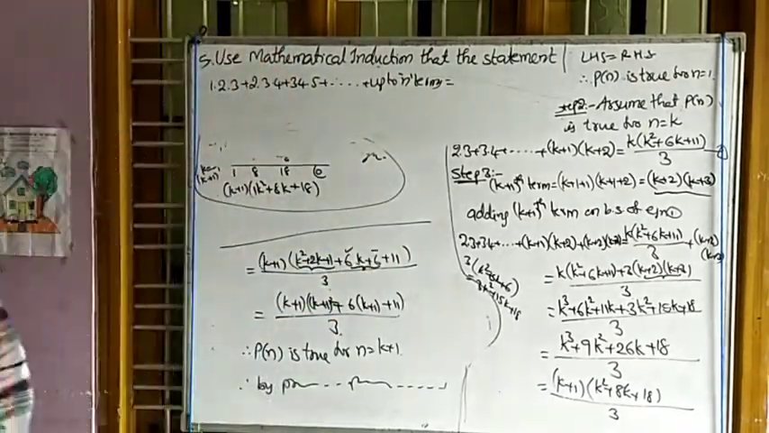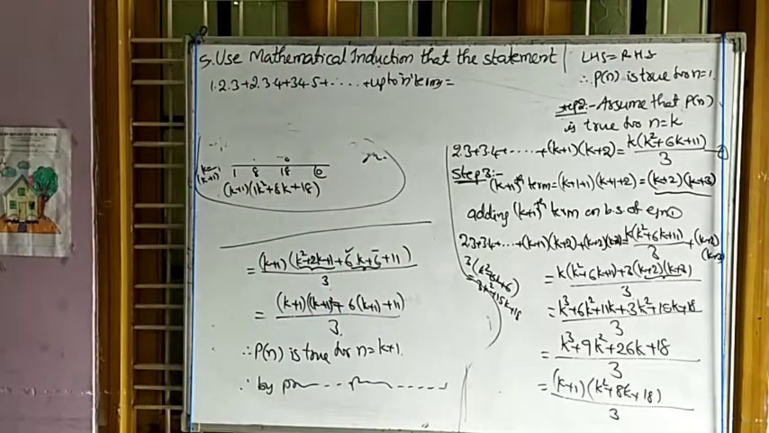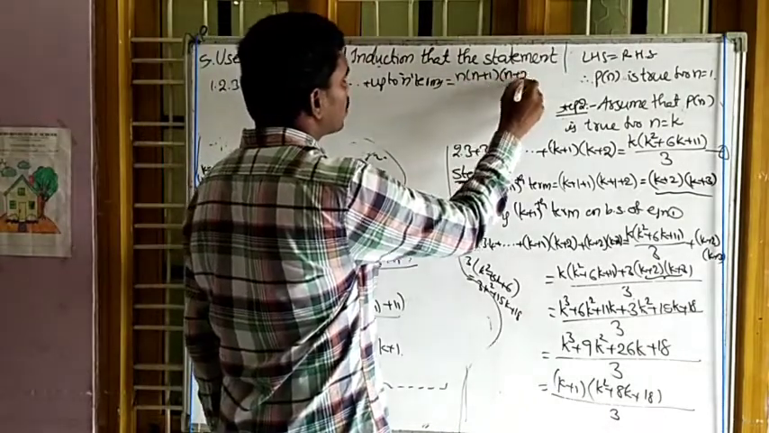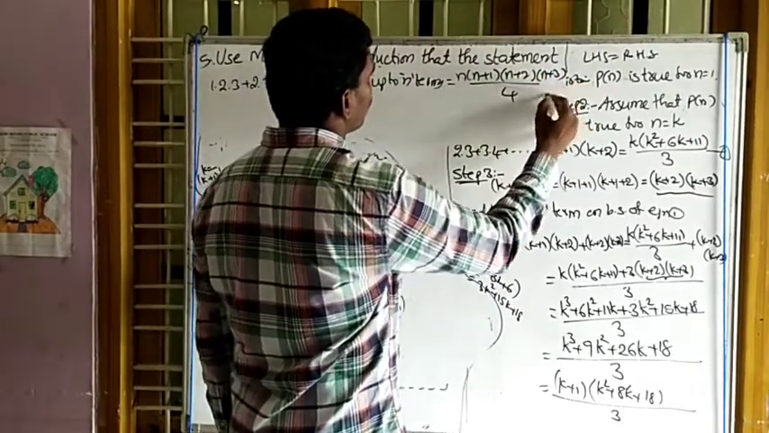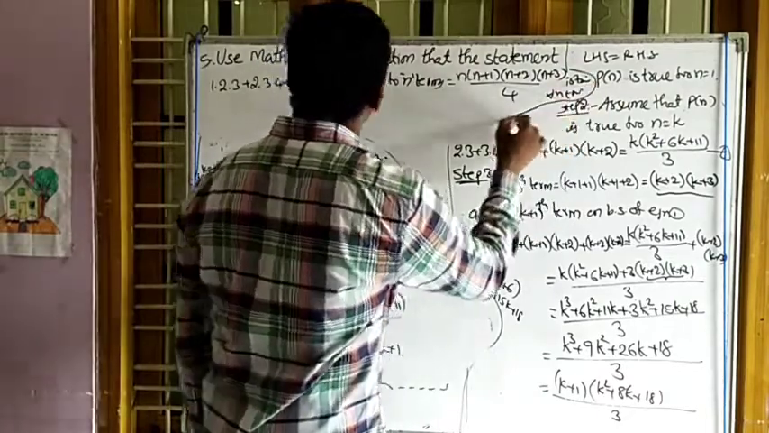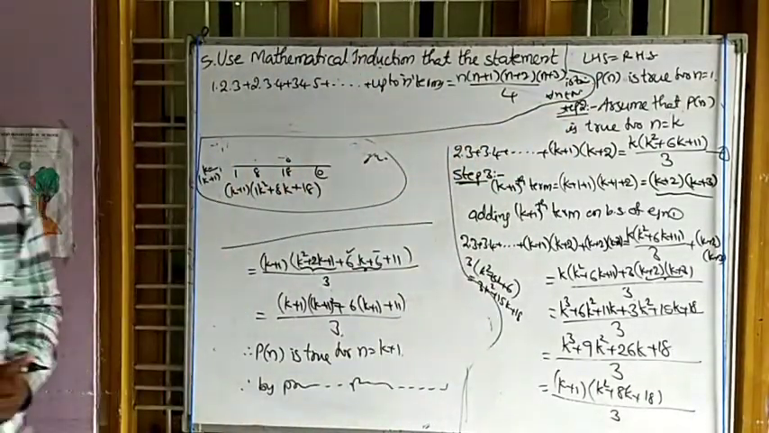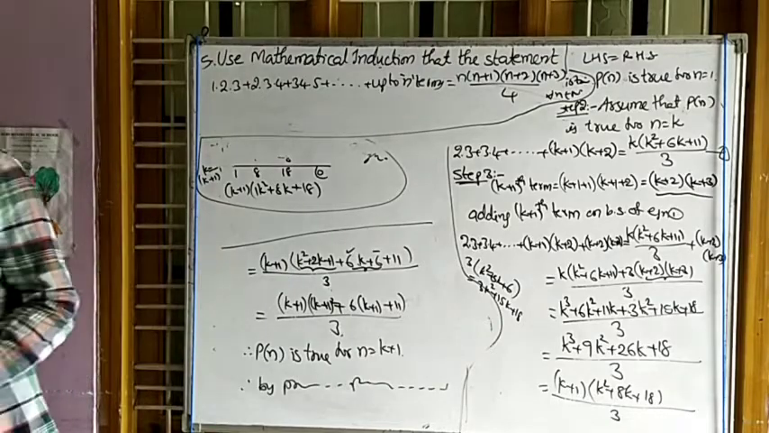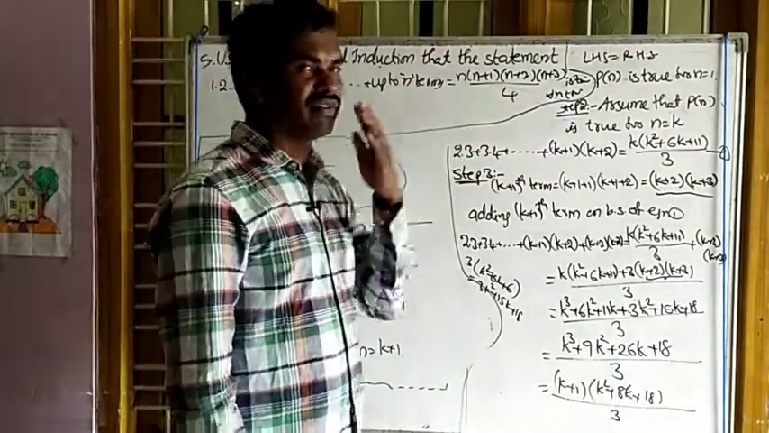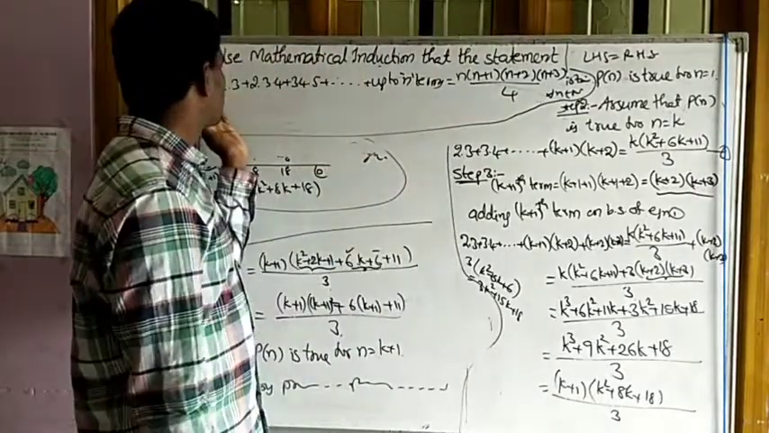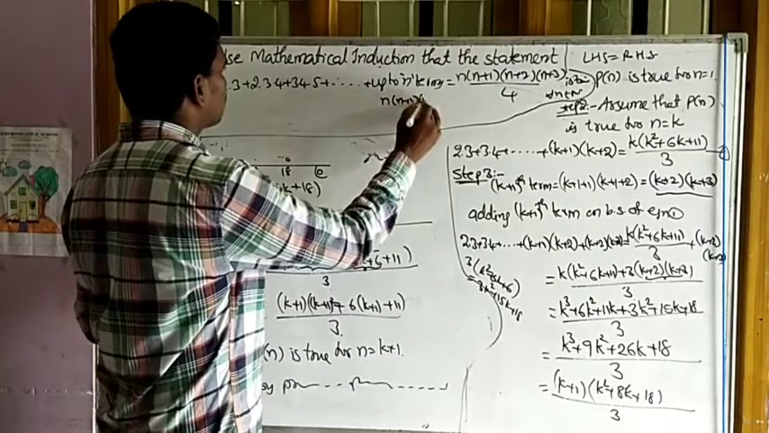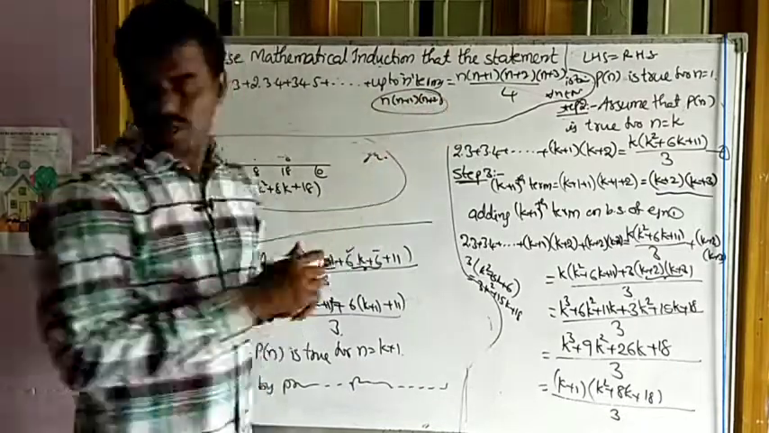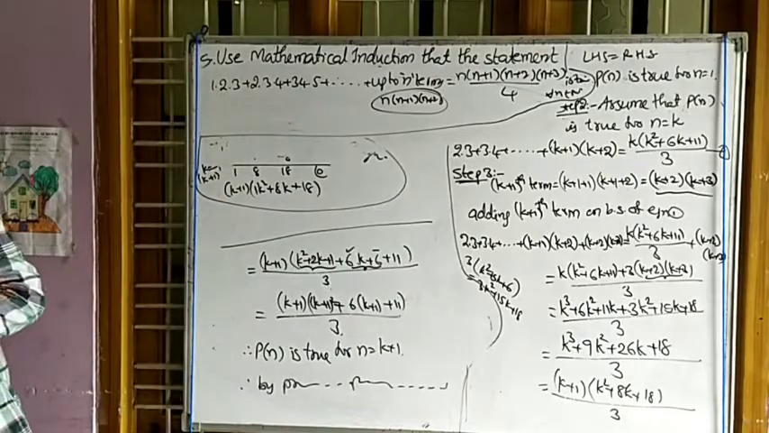n into n plus 1 into n plus 2 into n plus 3 by 4, is true for all n belonging to N. Okay, this is the question. Same process, you can do it very easily. Even the common terms we get very simply, so don't bother. First find the nth term. You will get the nth term as n into n plus 1 into n plus 2.